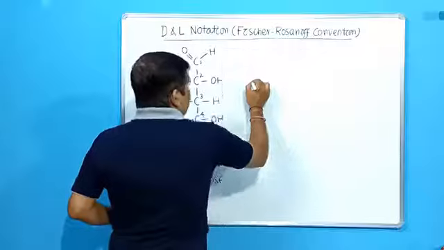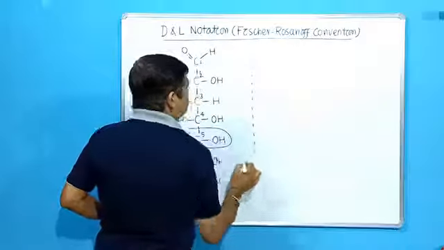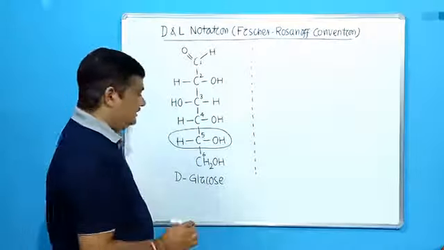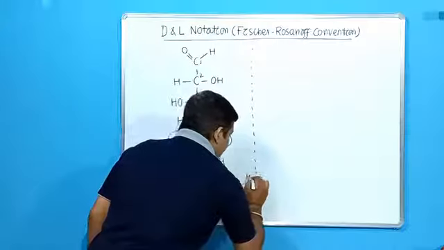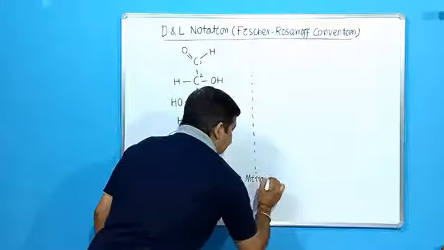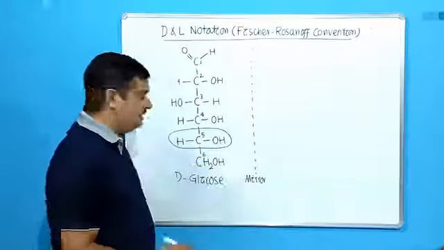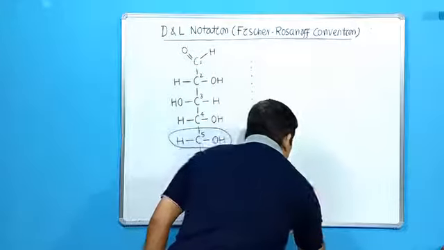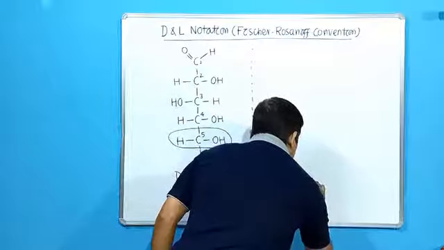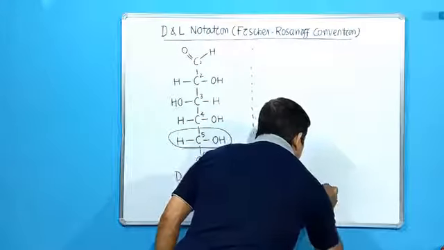Now as I told you, it will be a mirror image of D glucose. So suppose we put a mirror here. Suppose we put a mirror here. Whatever image appears in the mirror, that will be the structure of L glucose. So the mirror image of D glucose will be L glucose.